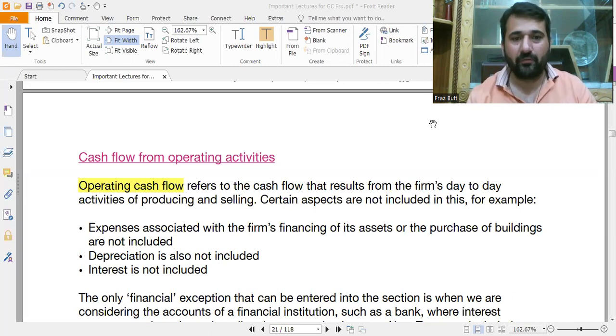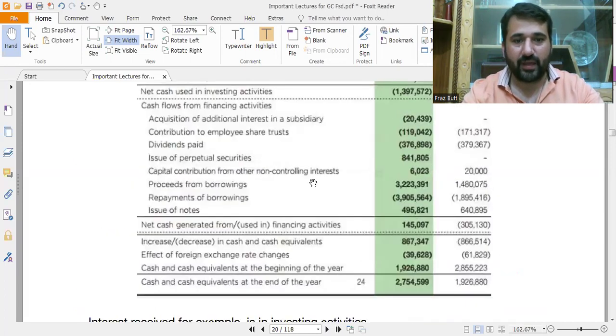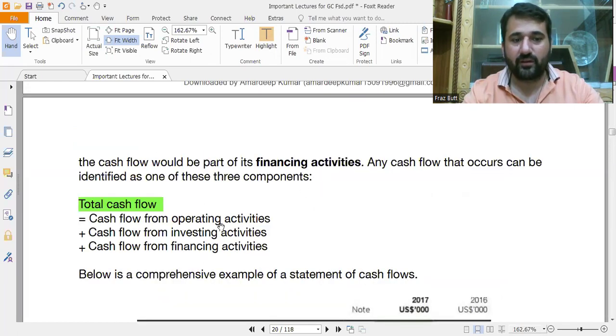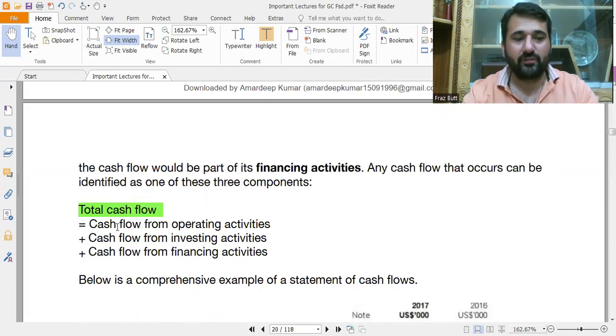As I told you in the previous video, we were discussing cash flow statements. Let me show you. We discussed this cash flow snapshot and then these three activities: operating, investing, and financing activities. Now we will discuss these three activities individually in this video: operating activities, investing activities, and financing activities.